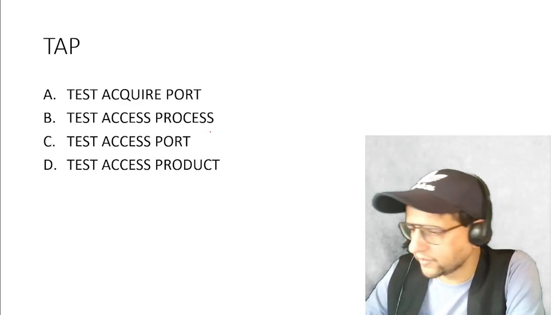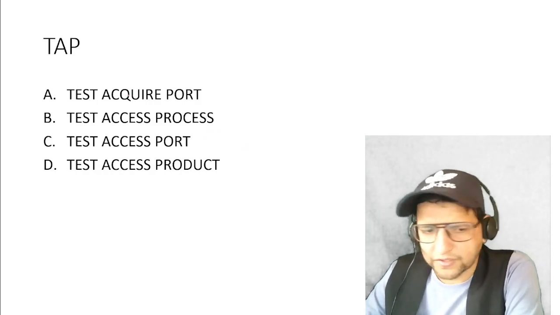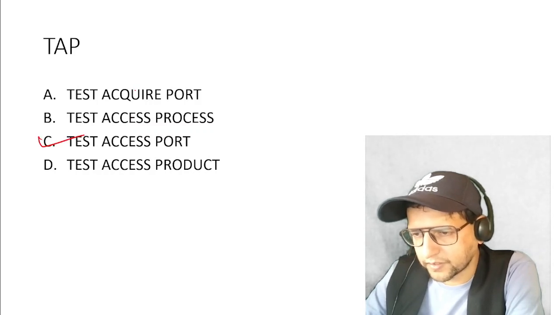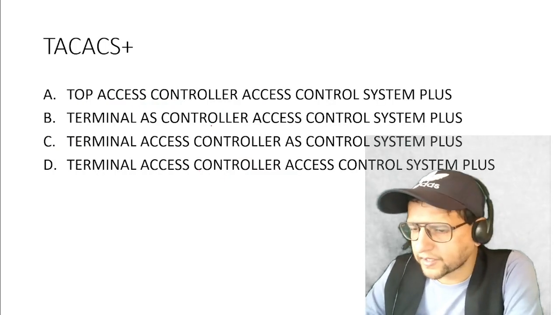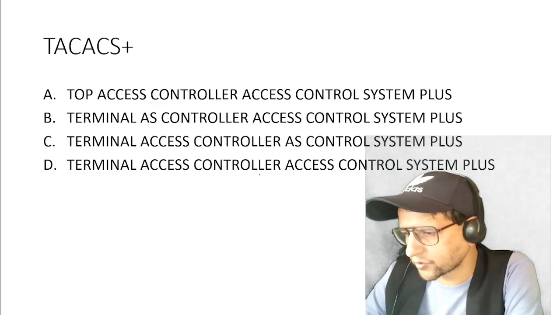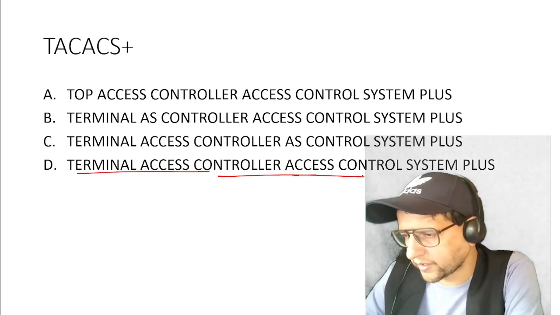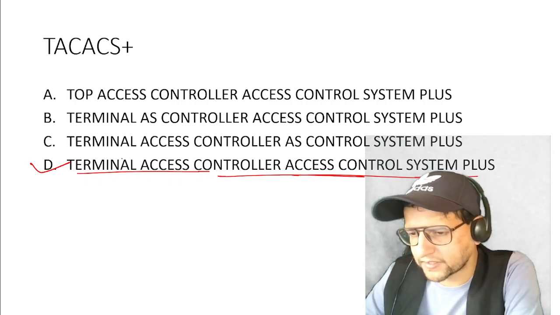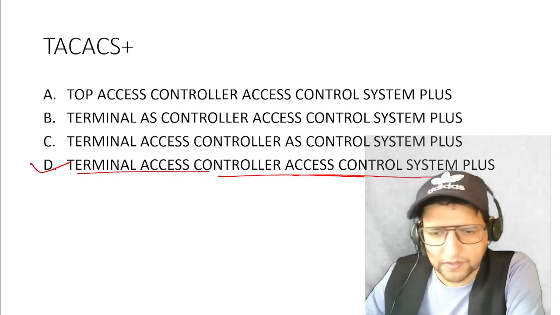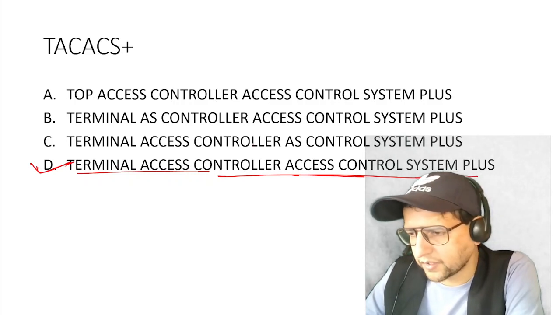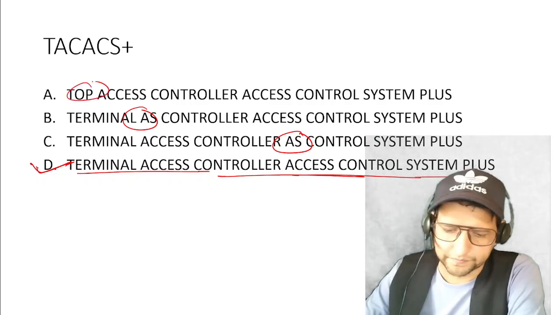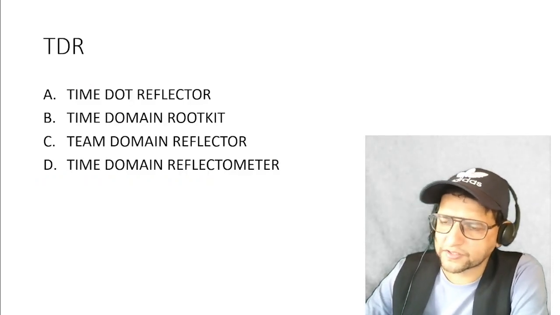Okay, now we reach T. We have almost, I guess, 20 more. So this is your test access port. It is not acquire, it is not process, it's not product. TACACS Plus is terminal access controller access control system, an AAA server developed by Cisco, which makes use of TCP, because RADIUS is UDP. So this is the right one. It's terminal access controller access control system plus.